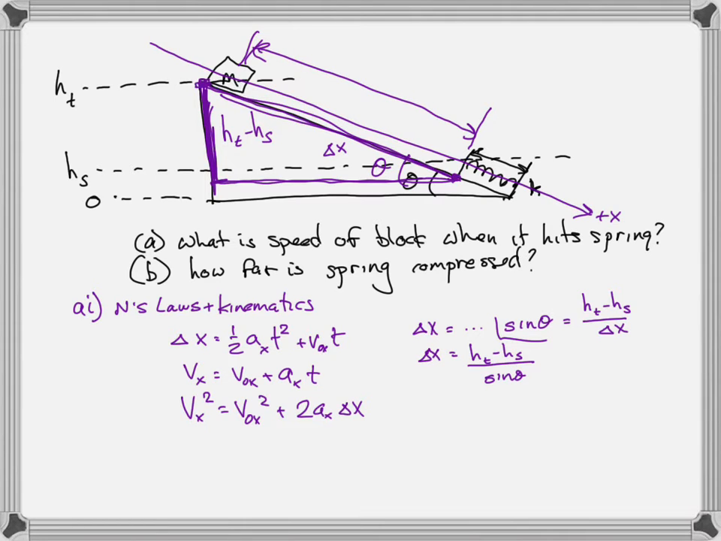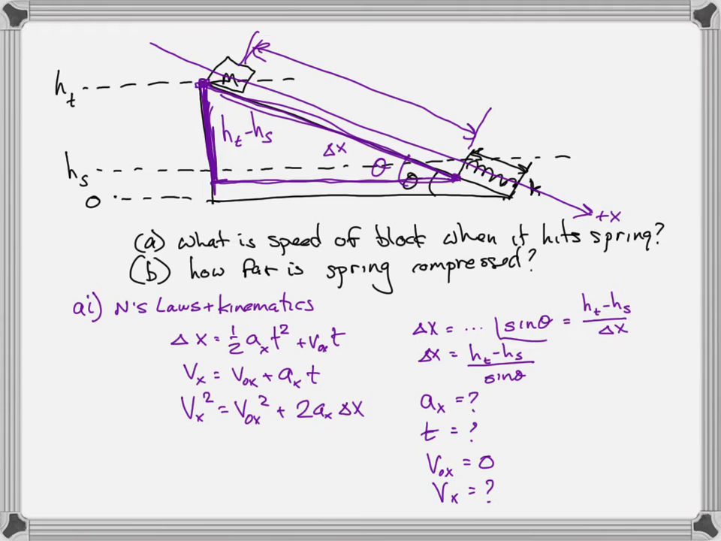Okay, acceleration in the x direction, we don't know yet, but we can figure it out. T, the time, we don't know. Maybe we can certainly figure that out. V initial in the x direction is 0, and V final in the x direction, that's what we want to know. So that takes care of all the variables in the equations.